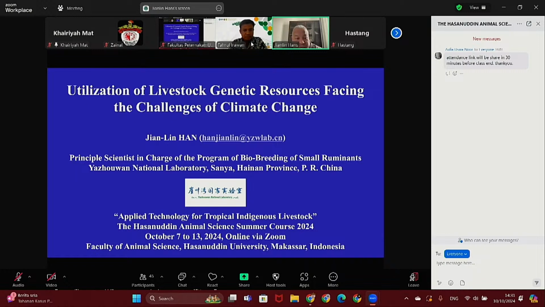As the principal scientist in charge of the program on small ruminants, in particular domesticated sheep and goats, at a new facility the country built last year, what we call the Yazhouwan National Lab, which is based in Sanya, in the southmost island of mainland China. So in physical position, we are rather close to each other.